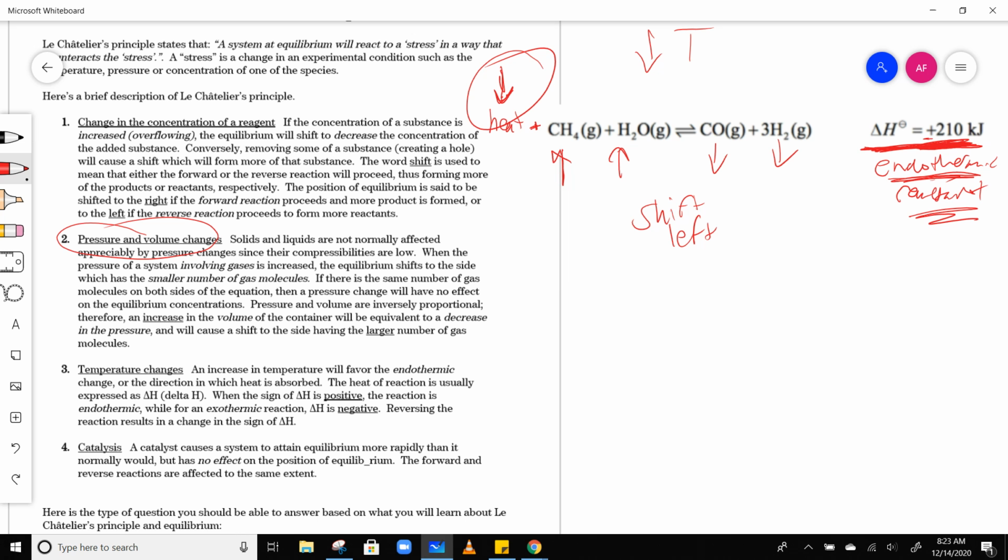And then the last one is catalysis. This one's really easy. Adding a catalyst will have no effect on the equilibrium. So anytime you see add a catalyst, nothing's going to happen.